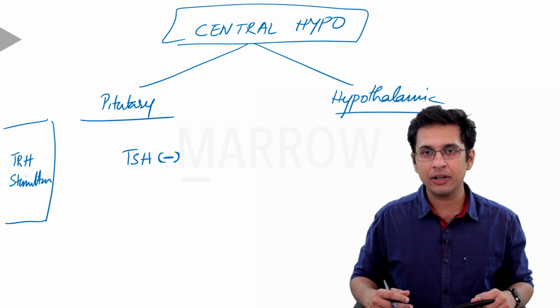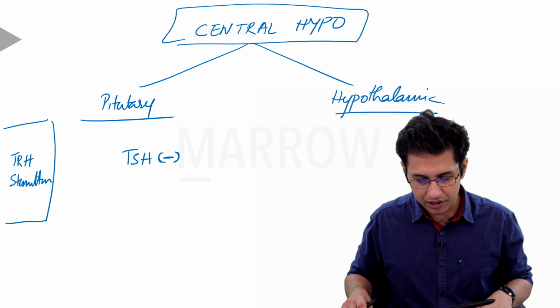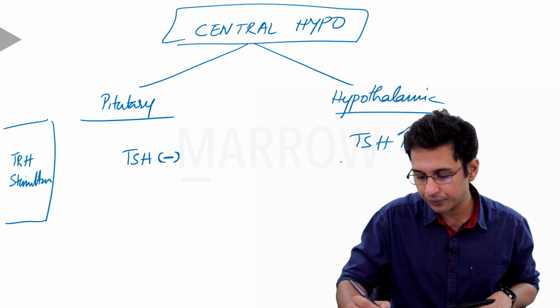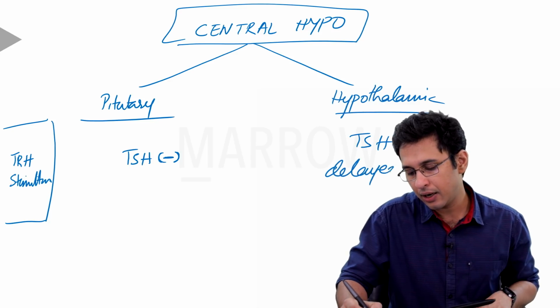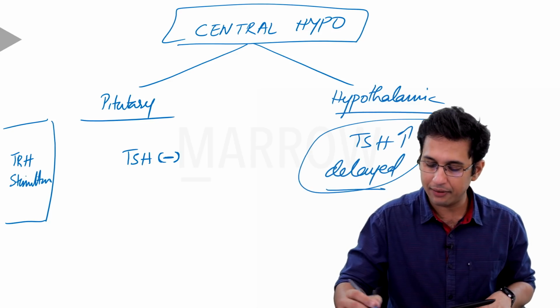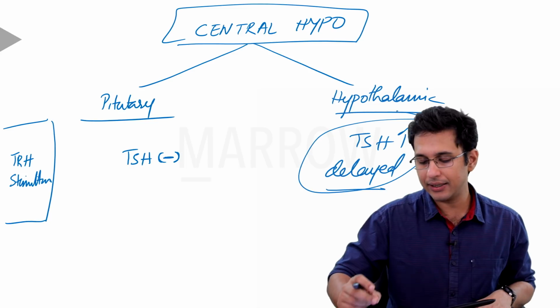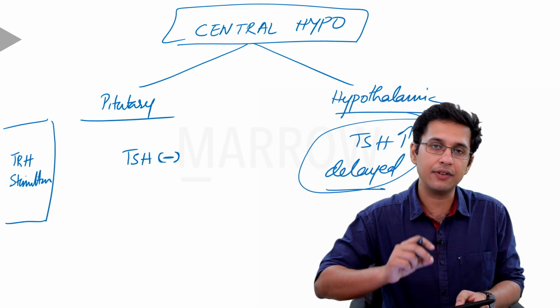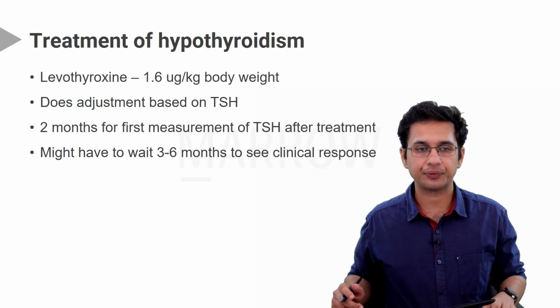Whereas in hypothalamic, wow, finally some TRH, the TSH will be so happy to be raised, and it is a delayed rise. Since it is an external TRH we are giving, the TSH will be elevated. So there is a delayed rise in TSH in case of hypothalamic. There is no change in case of pituitary.